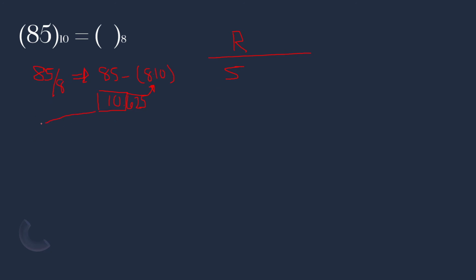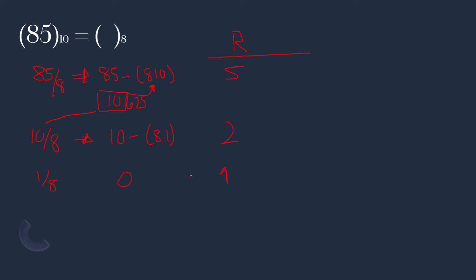And now we take this 10. We divide by 8. How many times does 8 go into 10? It only goes into 10 one time. So we'll just do this for formality: 8 times 1. We are left with the remainder of 2. Then 1 over 8: quotient 0, remainder 1.